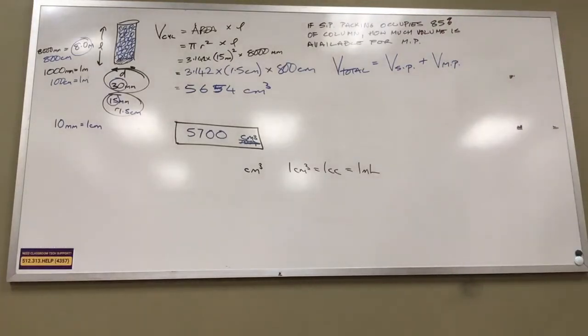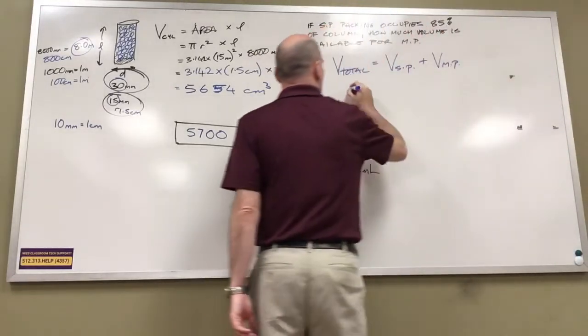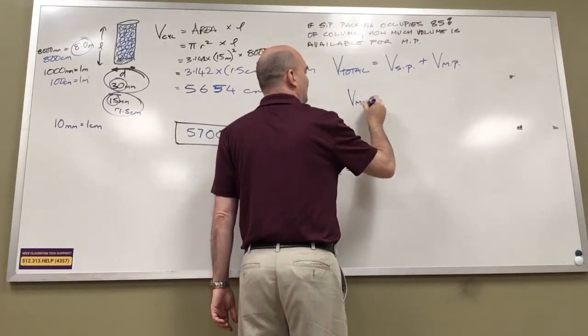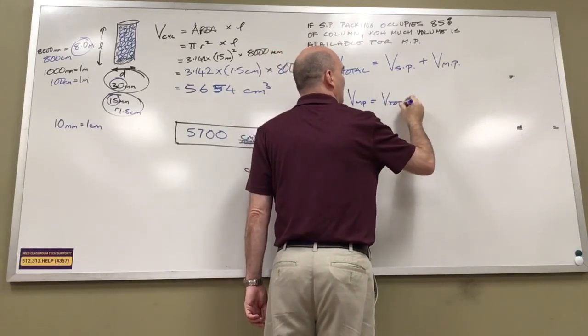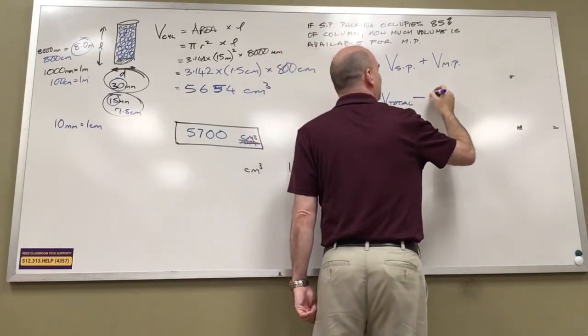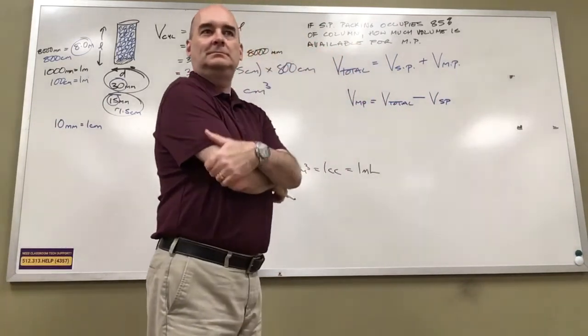Total volume inside the column is the volume of the stationary phase and the volume of the mobile phase combined, which tells me what I'm looking for. The volume of the mobile phase is total volume minus the volume of the stationary phase.